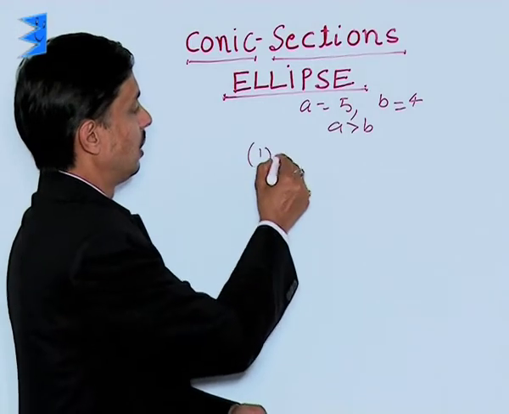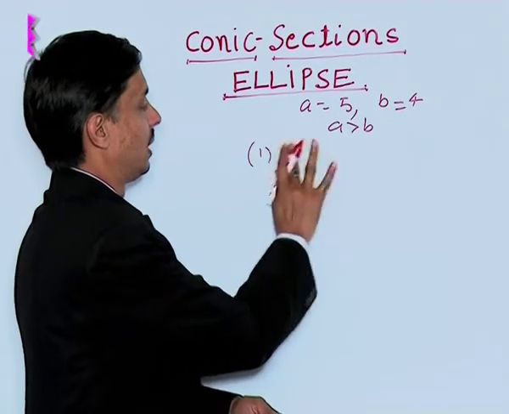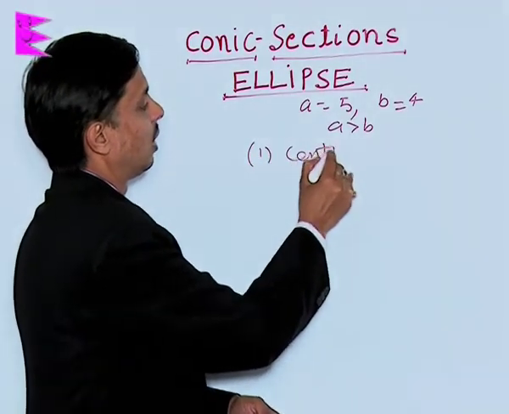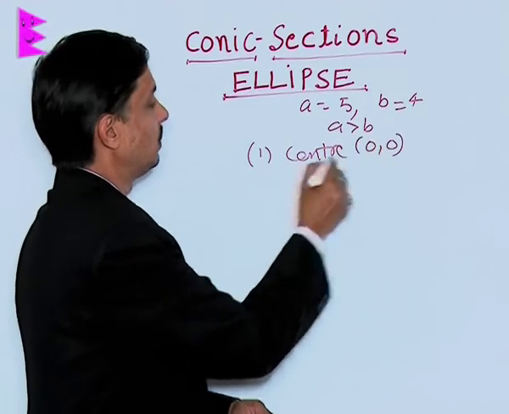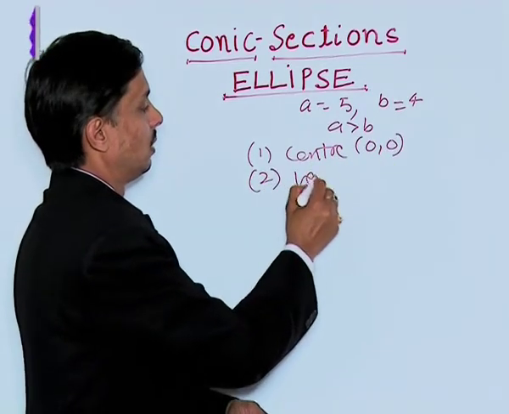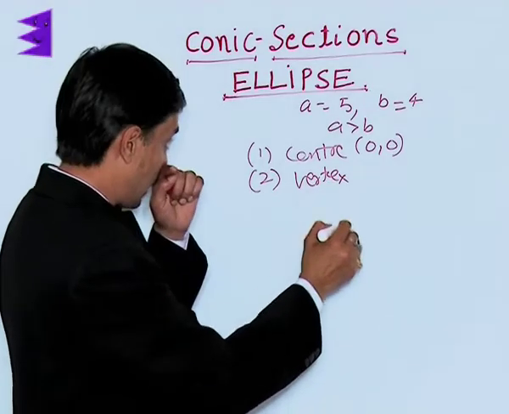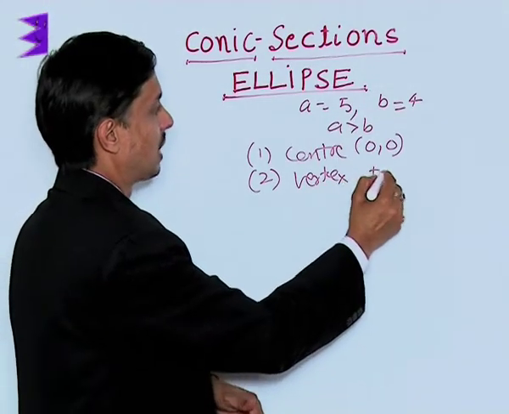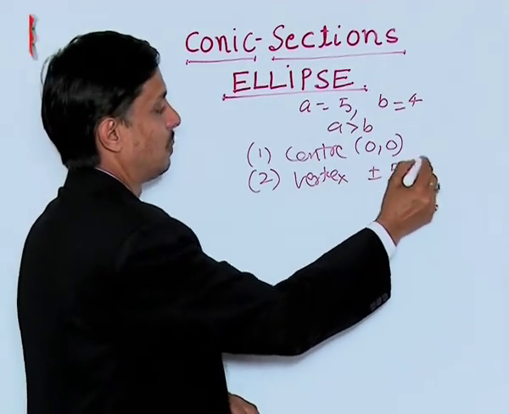First of all, we talk about the center. The center of the ellipse will be 0, 0. Second, the vertex. The vertex is given by plus minus a, 0, that is plus minus 5, 0.